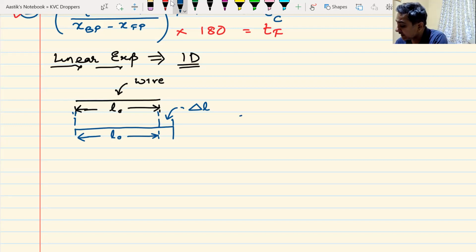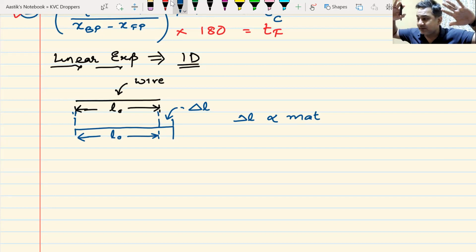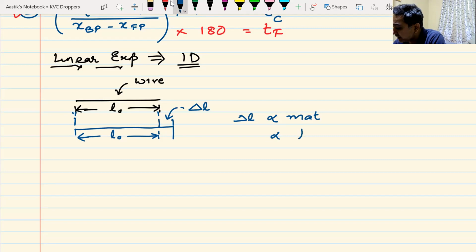Now, this change in length delta L, it depends on the type of material. If it is made up of iron, it will be different. Silver, aluminium, gold, different metals will expand differently. Do we understand this? It will also depend on the initial length L naught. If the initial length is more, it will expand more. If the initial length is less, it will expand less. Do we understand this?